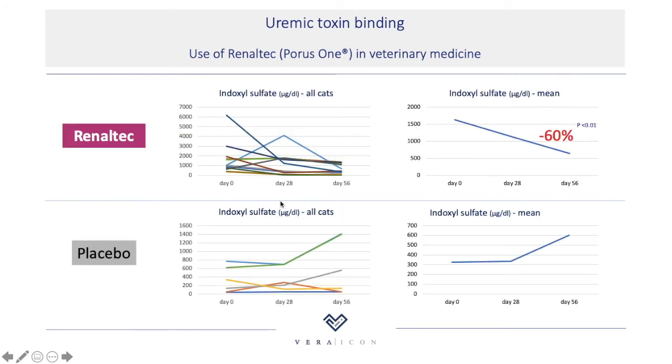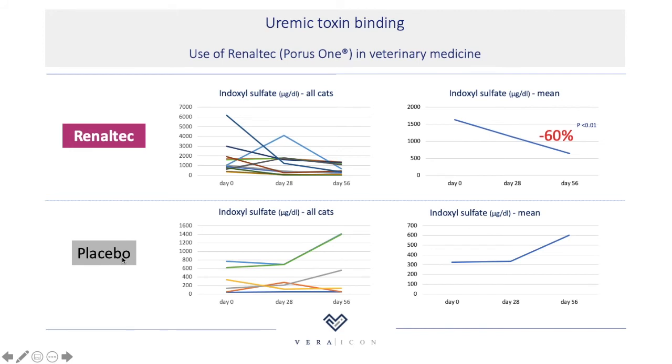These are their indoxyl sulfate levels, for each cat. This is the Renaltec treated group. This is the placebo treated group. What you can see in the Renaltec group is that indoxyl sulfate levels consistently go down. And at day 56, they're all lower than at day 0. And if you take their mean concentration, the mean indoxyl sulfate concentration goes down by 60%. There's a statistical difference when you compare the end, or 2 months, with the start of the study.